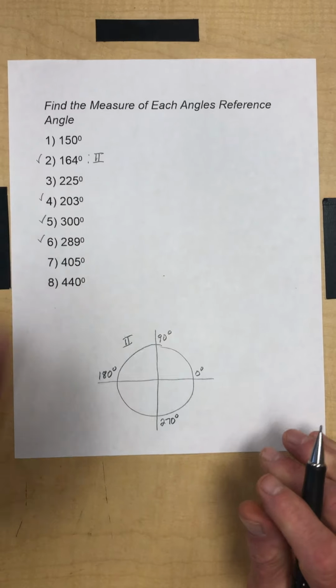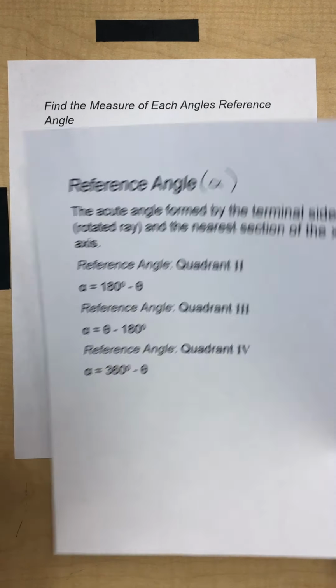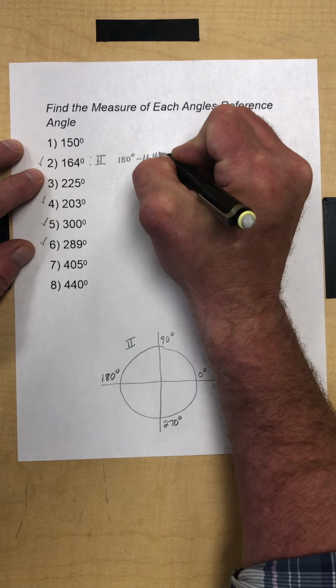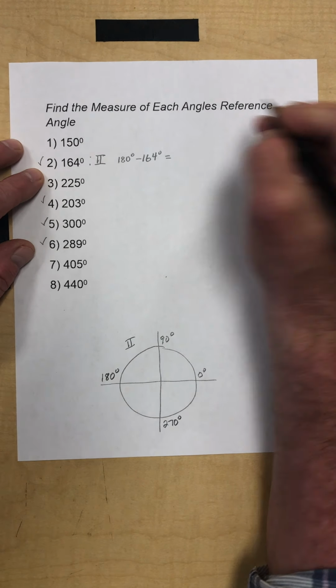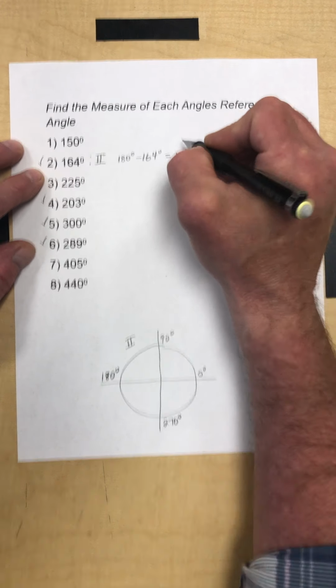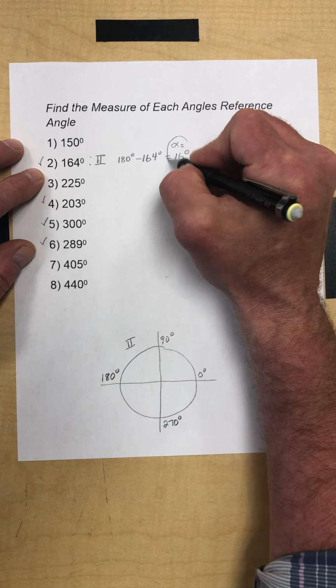So we go to our rules. What do we do in quadrant 2? Well, quadrant 2 says we go 180 minus our angle of rotation, 180 minus theta. So our reference angle for 164 would be 180 minus 164, which would give us 16 degrees. So our reference angle would be 16 degrees. This would be your alpha, right here, 16 degrees.